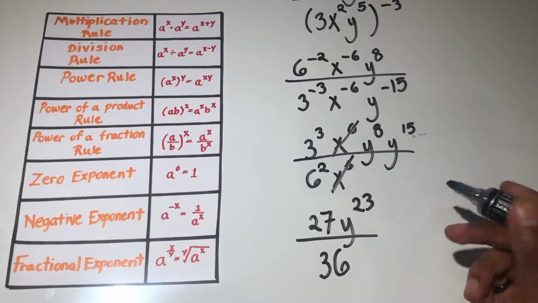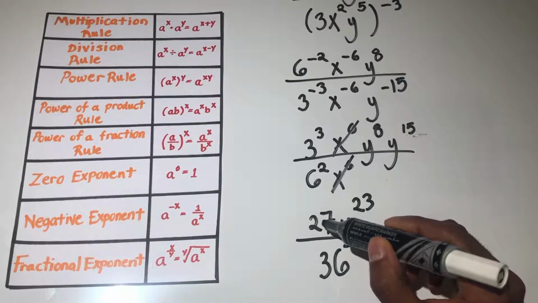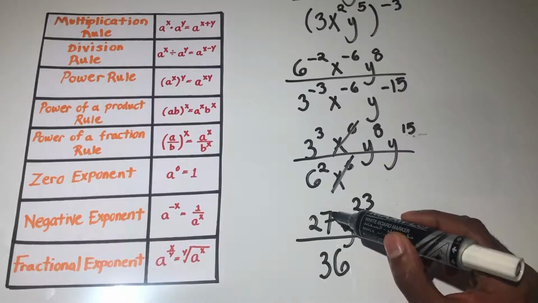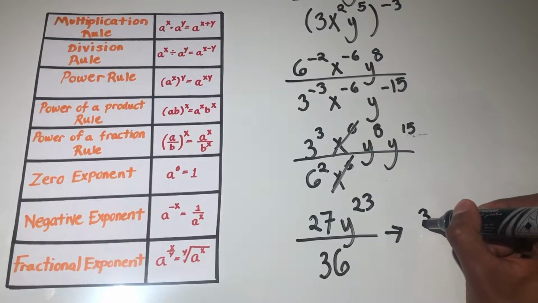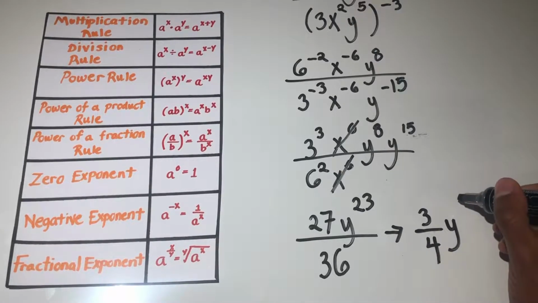Now if we simplify, we can simplify 27 over 36. If you divide 9 in the numerator and 9 in the denominator, that's going to produce 3 over 4 times y to the power of 23. And that's our answer.